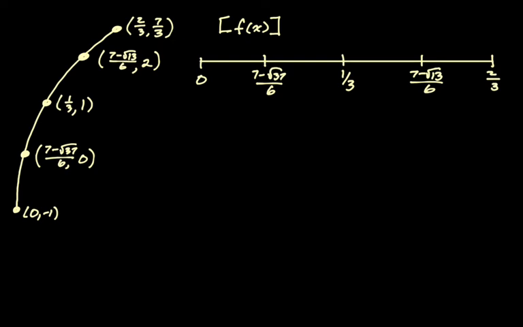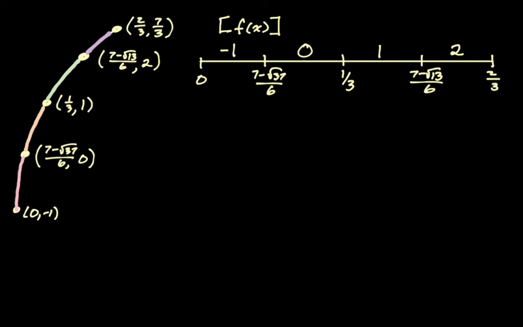Between 0 and 7 minus root 37 over 6, the y values of the function are between -1 and 0, so the greatest integer is going to be -1. You can see I highlighted between -1 and 0 on the y values in a very poor choice of color. Then 7 minus root 37 over 6 to 1/3 is this part, where you're always between 0 and 1, so the greatest integer will give you 0. Then 1/3 to 7 minus root 13 over 6, you're always between 1 and 2, so the greatest integer will be 1. And then 7 minus root 13 over 6 to 2/3, you're always between 2 and 7/3, but the greatest integer will just give you 2. That one's a little less clean.